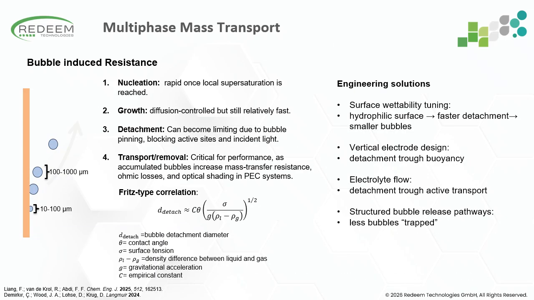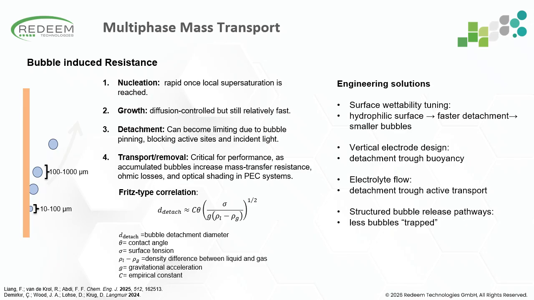So the final transport limitation then appears once the reaction products leave the electrode as a gas. Unlike dissolved species, hydrogen and oxygen first form bubbles on the electrode surface, and these bubbles go through 4 characteristic stages. First, these bubbles nucleate once the dissolved gas concentration exceeds the local saturation limits. Then they grow by diffusion as more gas is produced. Then the critical step is the bubble detachment, and if bubbles remain attached for too long, they begin to cover active surface area sites, and in PEC systems they can also block incoming light.